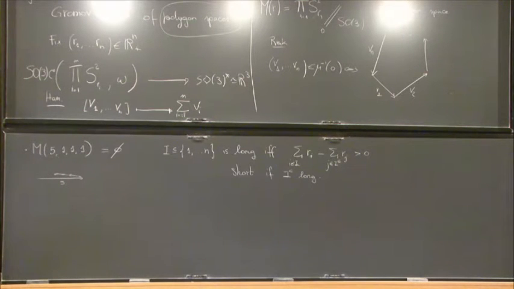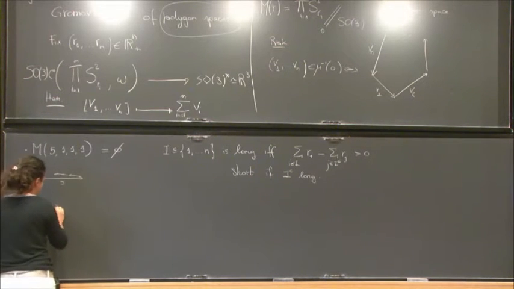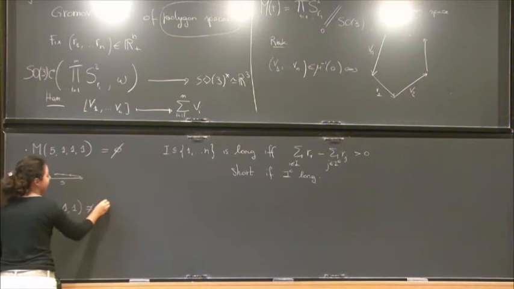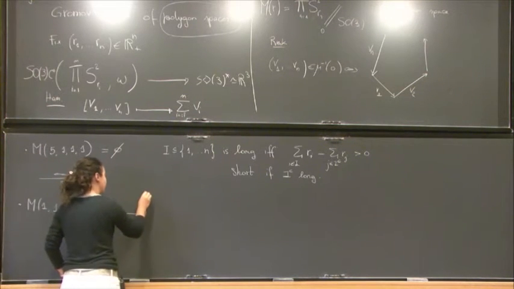So more interesting examples. For example, let's think of the equilateral quadrilateral. This is non-empty because, of course, I have the square sitting in the space, for example.